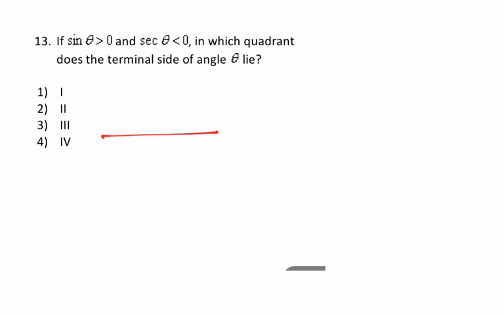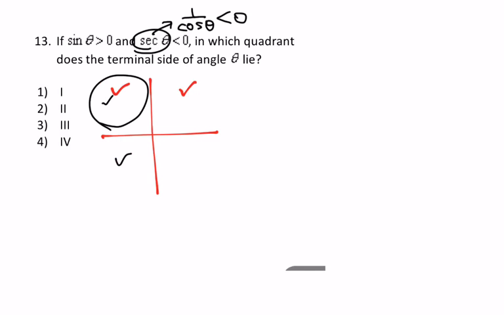Number 13, sine is positive, while secant is negative. Okay, sine being positive, then we are looking at these two quadrants. But what is secant? Secant, we know, is equal to 1 over cosine. So 1 over cosine theta has to be less than 0. Since the numerator is 1, and the whole thing is negative, that means cosine must be negative as well, which is second and third quadrant. So our answer must be the second quadrant, which satisfies both of them. Choice 2 becomes the answer.